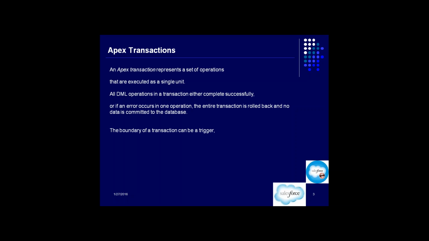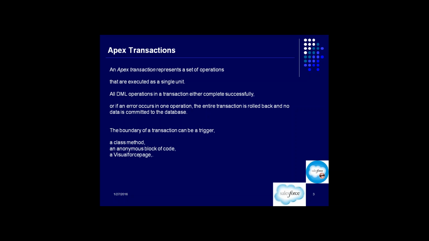The boundary of a transaction can be a trigger, a class method, an anonymous block of code, a Visualforce page. So these are the boundaries of transactions, like all the code written in a trigger. Okay, this can be one transaction. One class method, you have written methods in the classes, right? So that can be one transaction. An anonymous block of code, if you write anonymous code and try to execute that, that can be one transaction. A Visualforce page while it is getting loaded, that can be one transaction.